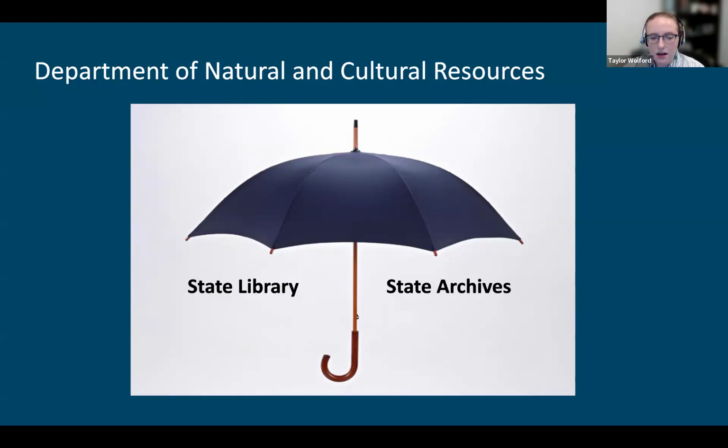Under the umbrella of DNCR is the State Library, so that is my team and my unit. We are the official repository for all state government publications, and we also have over 400,000 items in our print circulating collection, as opposed to the State Archives, which primarily focuses on collecting manuscript and personal, family, and organizational records that document the history of North Carolina and its residents.